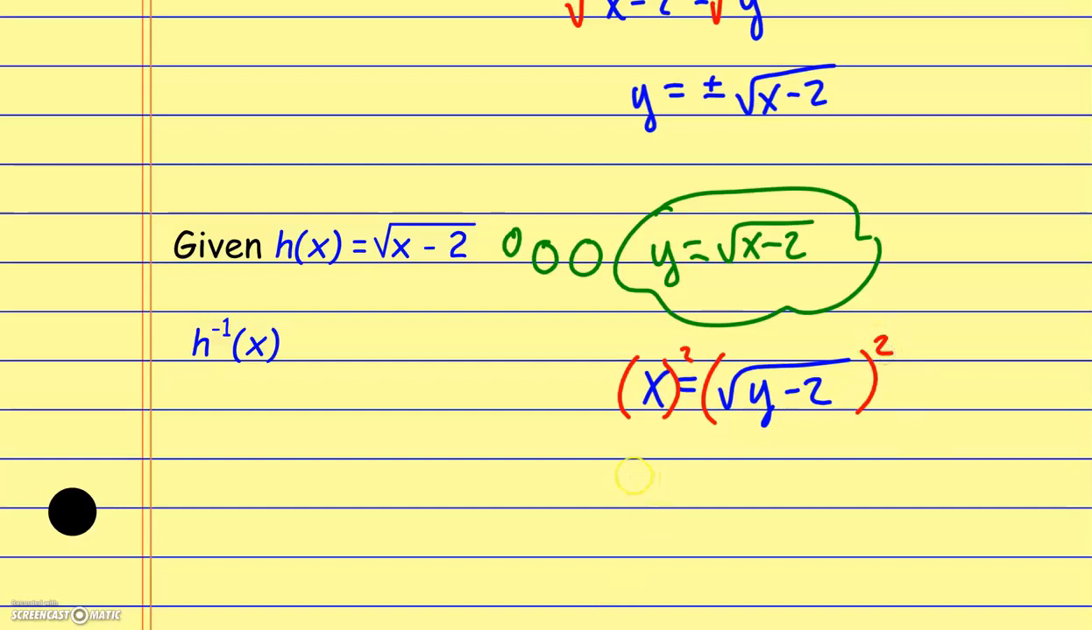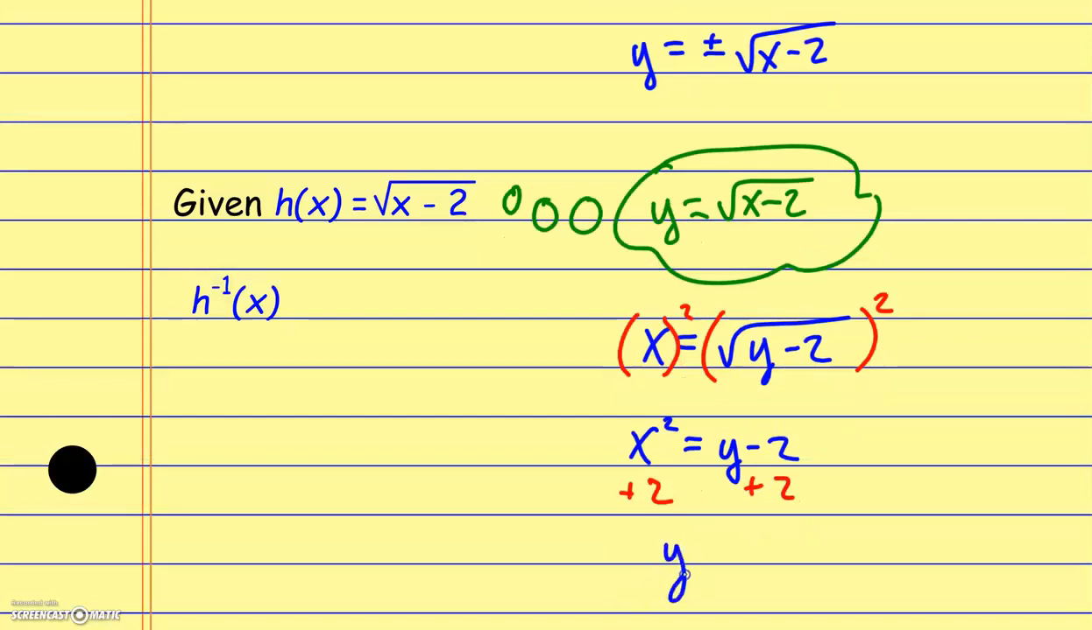And so what happens is over here I get an x squared. Over here the root and the exponent cancel each other out, so I get the y minus 2. And now I add the 2 to each side. And so what I find is that the inverse is y equals x squared plus 2, which can't technically be right, and it's not technically right. So if I put that up here, x squared plus 2, I'm going to put a little asterisk next to this because that's not quite correct the way it's written.